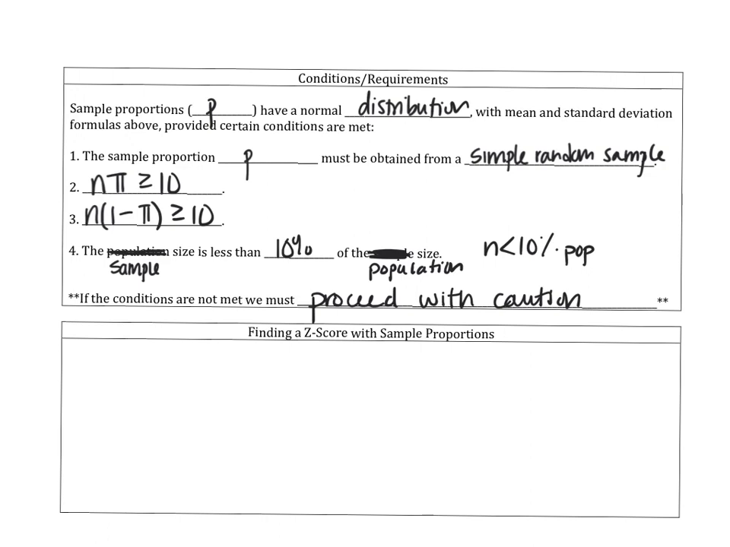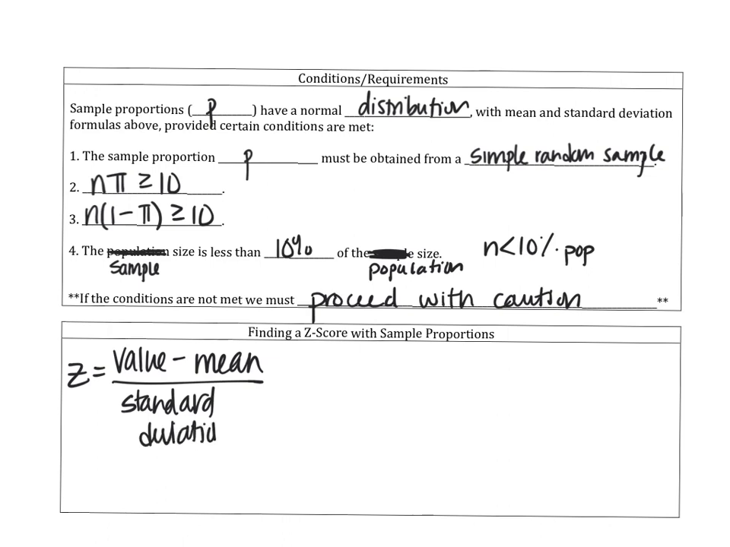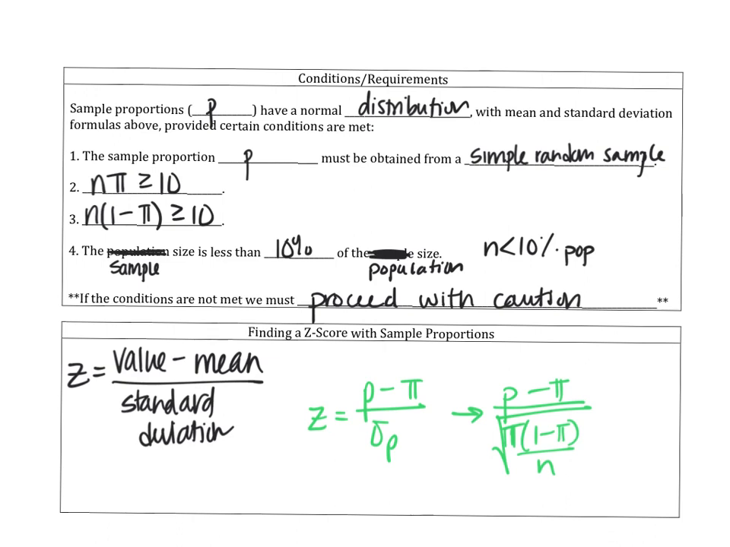Okay. And one last thing is, how do we calculate a z-score with sample proportions? Remember, z-scores are this standard formula. We've got some kind of value, subtracting off a mean, divided by the standard deviation. So for this set of conditions for proportion, we can just fill this in. Z is equal to some value minus the mean over the standard deviation, which is equal to p minus pi over the square root of pi times 1 minus pi over n. So that is our z-score formula.